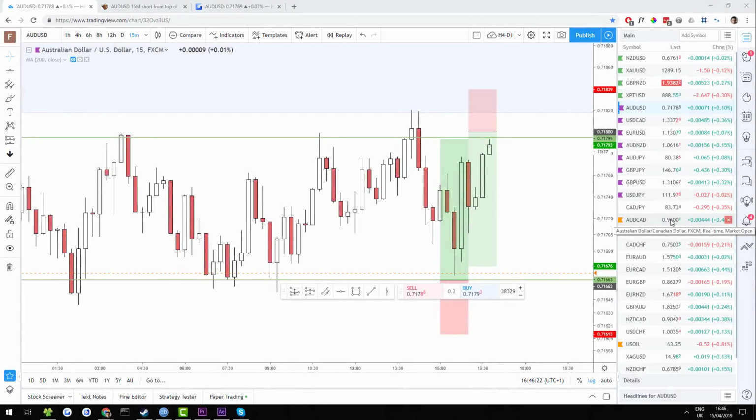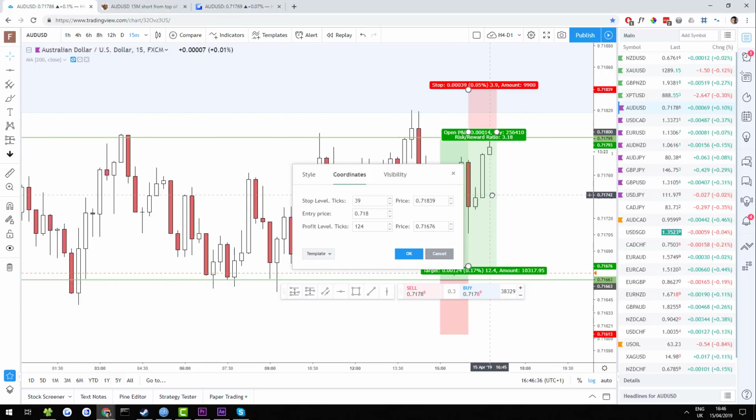Okay, so just a quick update. The long trade never happened because price never dropped and hit my entry. So now we're looking for a short from resistance. My entry is going to be at the 0.7180. So I'm going to do some quick math here to get my, well, not really math.